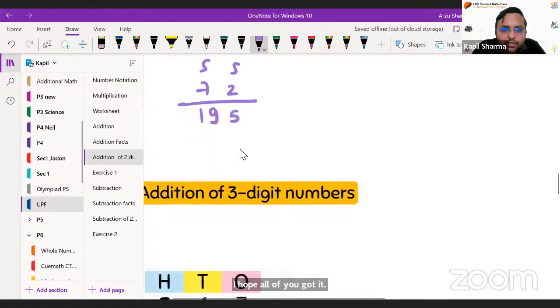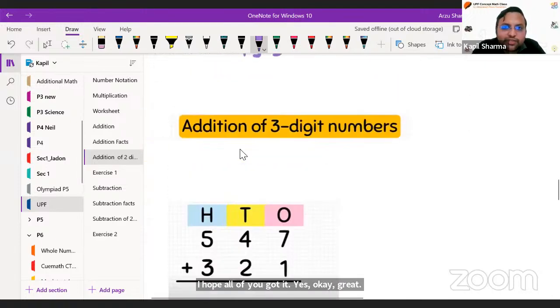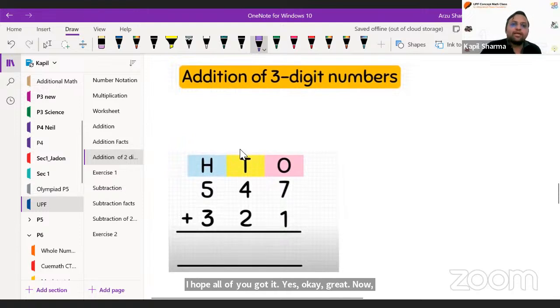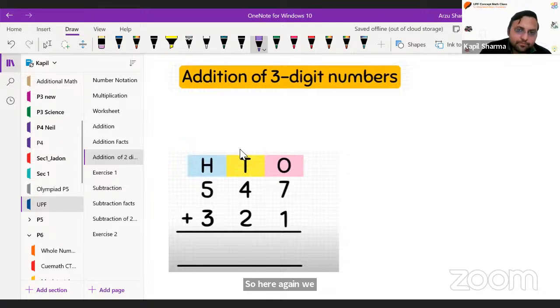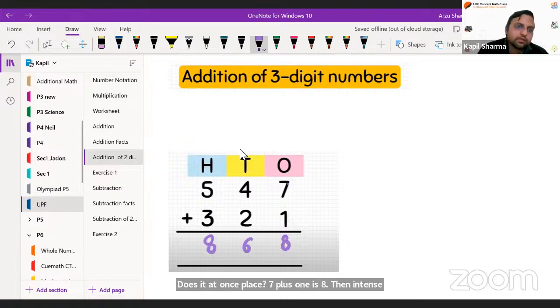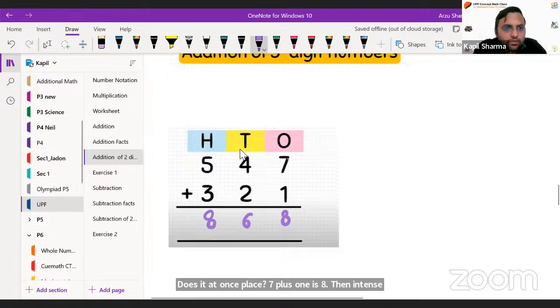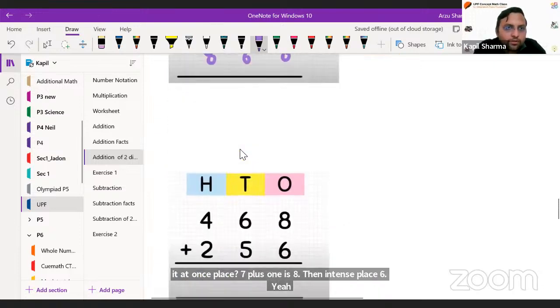Yes, okay, great. Now, addition of three-digit numbers. So here again we have three-digit numbers. So we'll first add digits at ones place. 7 plus 1 is 8. Then at tens place, 6. Yeah, okay, it's 68. Okay, great.